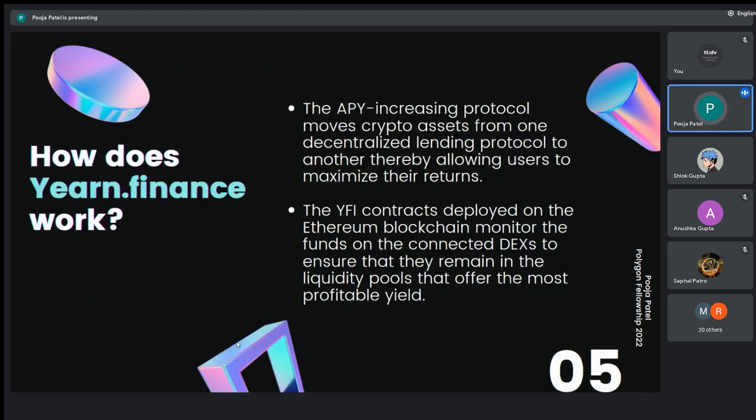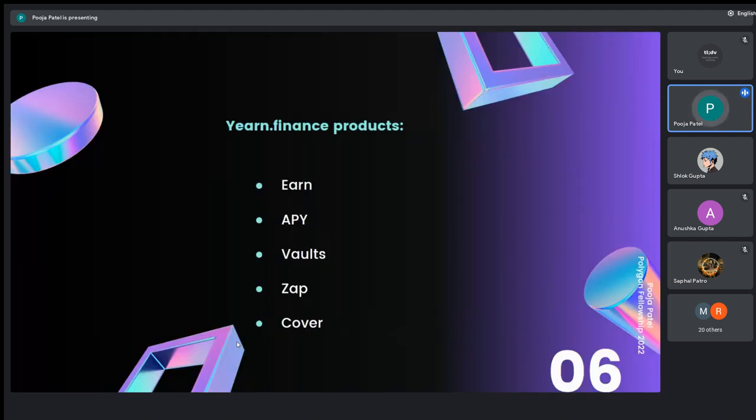So how does Yearn Finance work? The APY-optimizing protocol moves crypto assets from one decentralized lending protocol to another, thereby allowing users to maximize their returns. The YFI contracts deployed on the Ethereum blockchain monitor the funds to ensure that they remain in the liquidity pools that offer the most profitable yield for the funds of the user. Yearn Finance is basically a collection of products. Earn, APY, Vault, and Zap are a few products included in the Yearn Finance package.